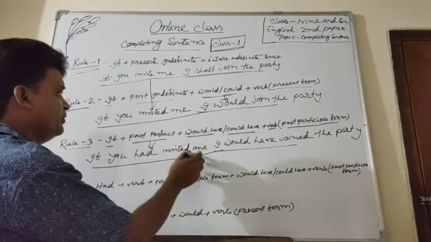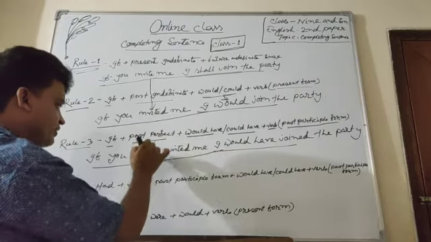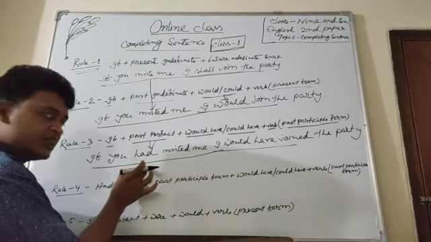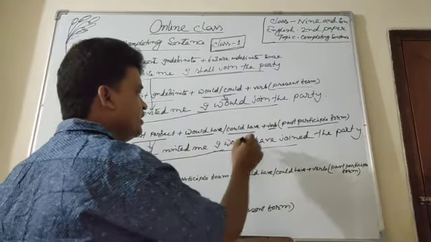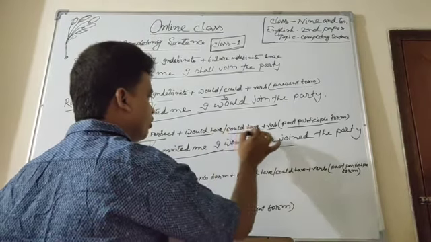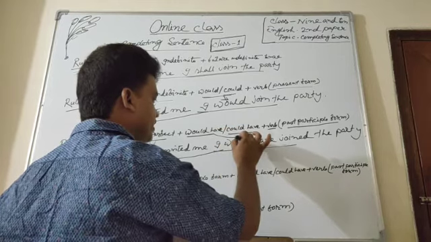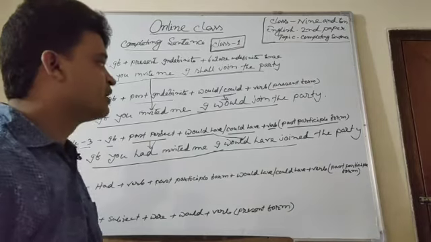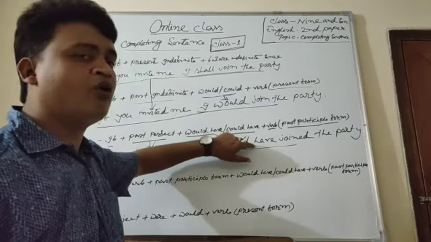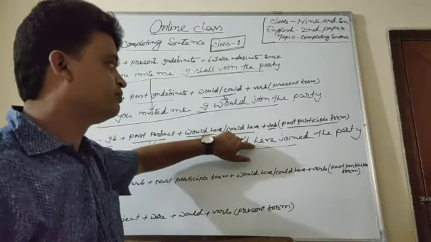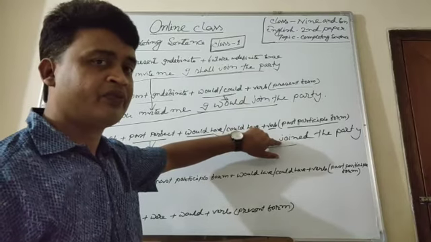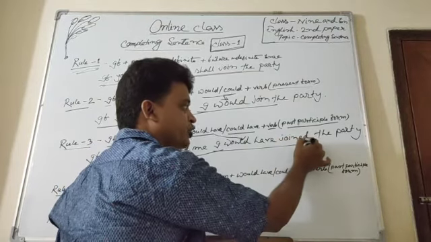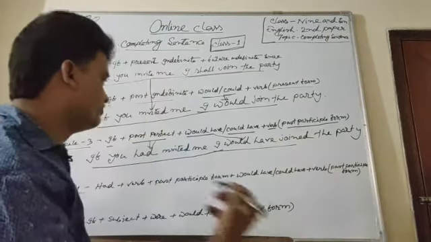And if you had invited me, this is past perfect, and if the first part is past perfect, then you need to use here would have or could have. So I have used here would have, and we know that after have or has or had, the verb will be past participle. So I have written here the past participle. This is the fact.